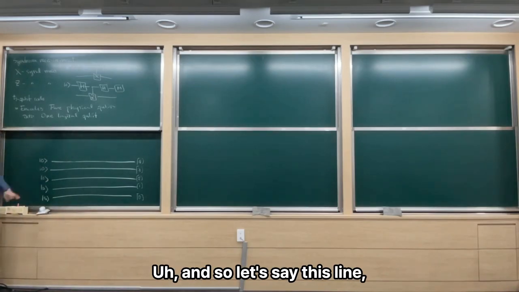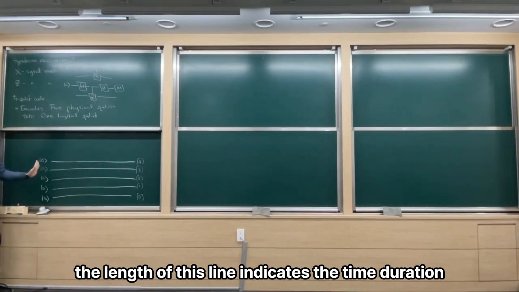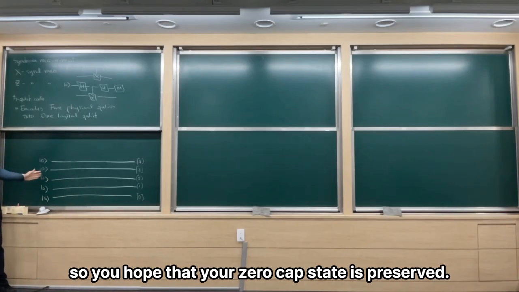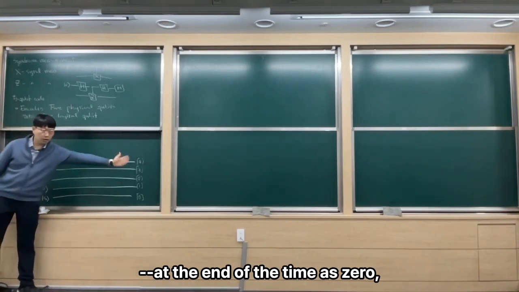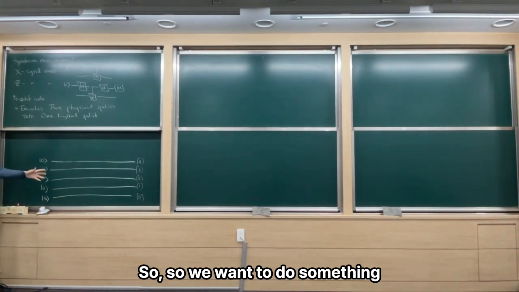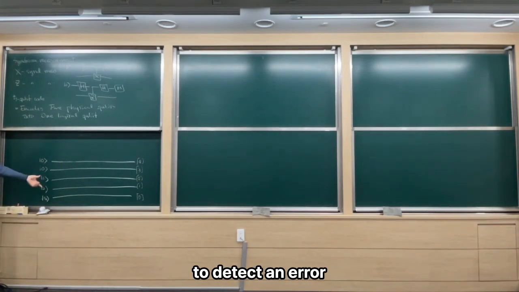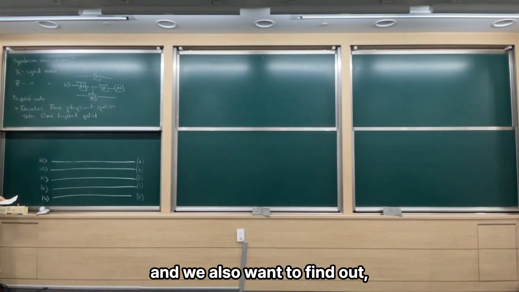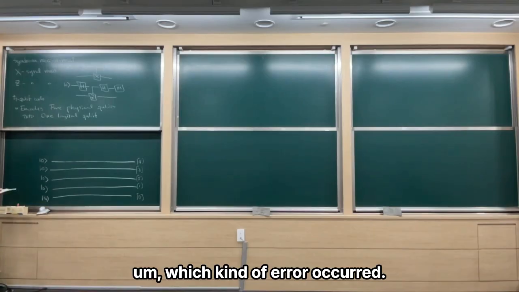And so let's say the length of this line indicates the time duration that you pass from one point to another. So you hope that your zero cat state is preserved at the end of the time as 0, but it's not happening. So we want to do something to detect an error occurred in any of these, and we also want to find out which kind of error occurred.